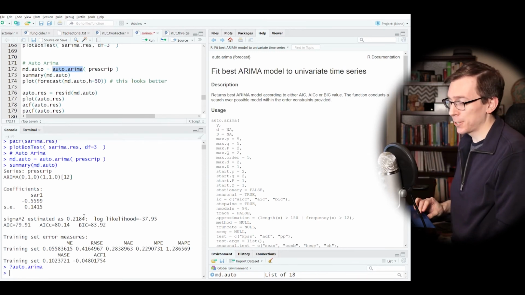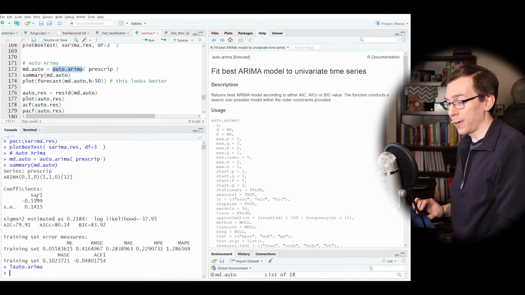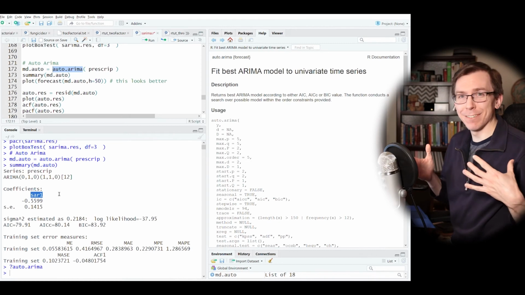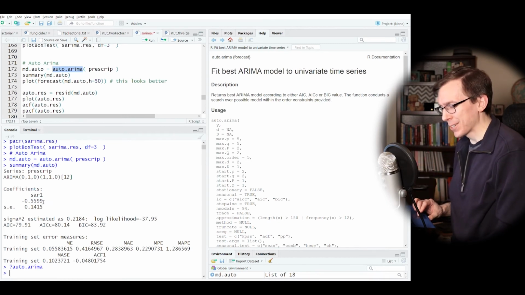Now, this one looks pretty simple. There is no non-seasonal piece, and there's only a seasonal AR1. So I kind of like that, because I love my simple models, kind of the Occam's razor approach. The simplest model is often nice to see.